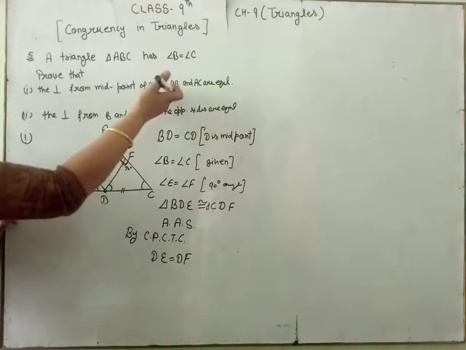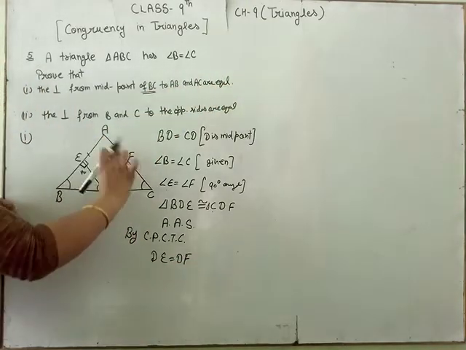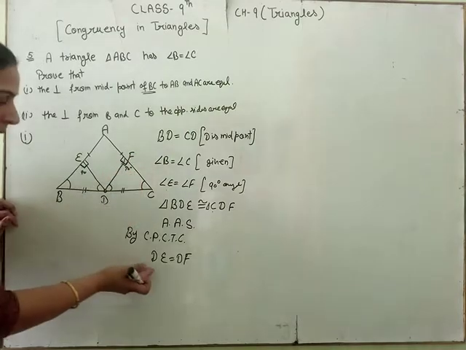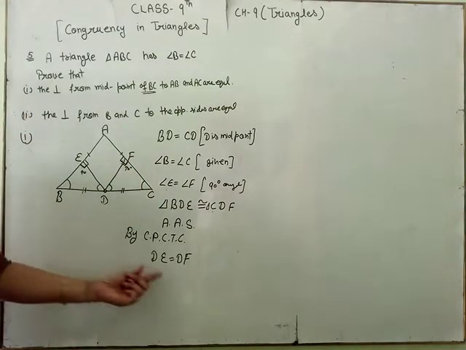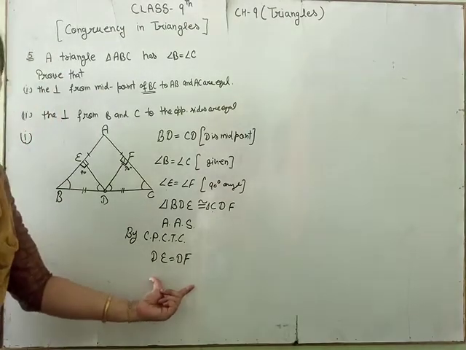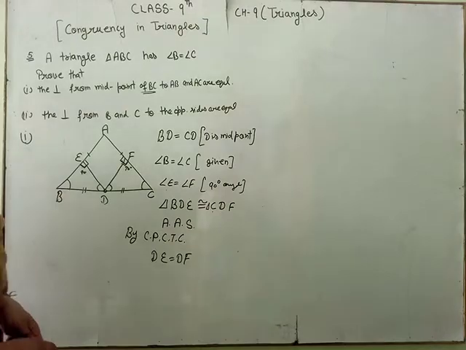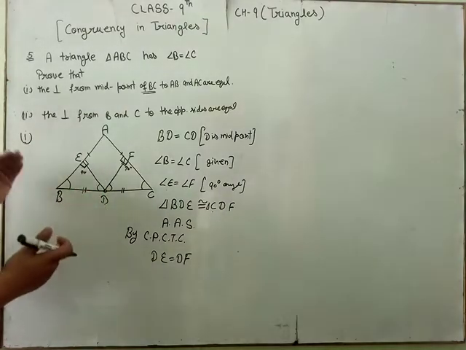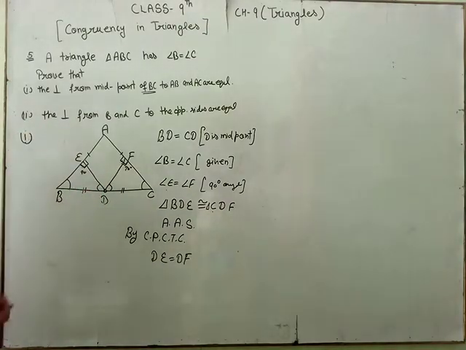And we have to show that these two are equal. These perpendiculars are equal, and we have shown this, DE equal to DF. These two perpendiculars are equal. Okay, student, this is only the first part. Then we take the second part.